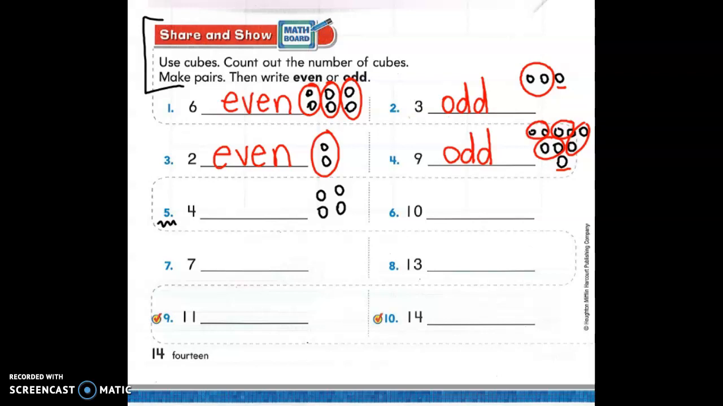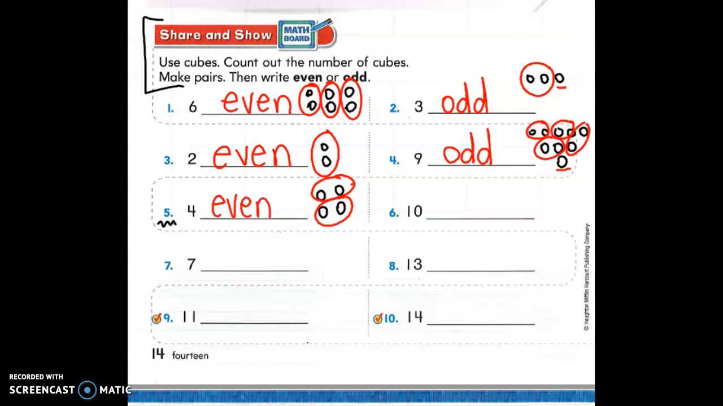I want you to go ahead and circle the pairs. Did you circle the pairs yet? All right, let's see. Pairs of 2. So here's a group of 2, and here's a group of 2. I can count by 2s. 2, 4. So, if it paired up and there's no cubes or no circles left out, it is an even number. I counted by 2s. 2, 4. It's an even number.